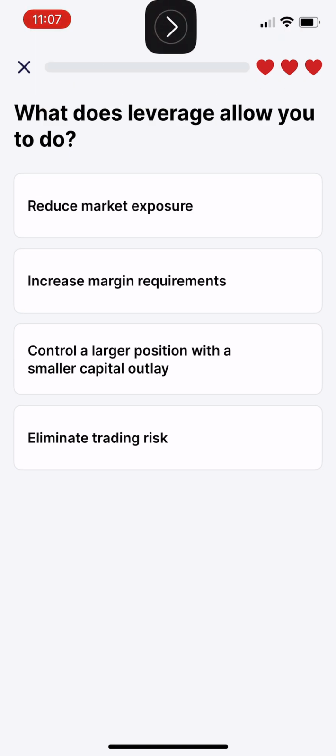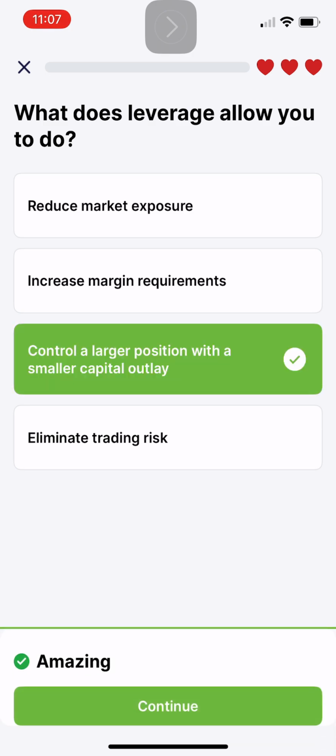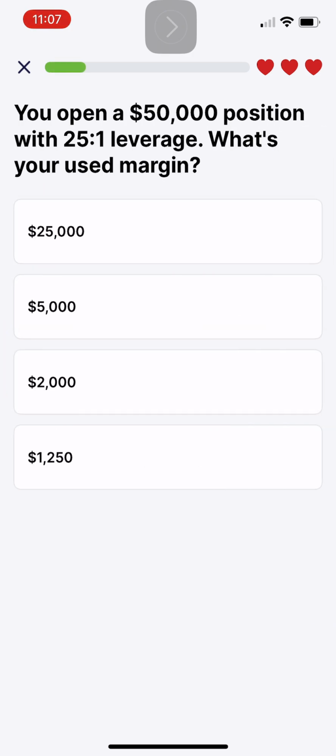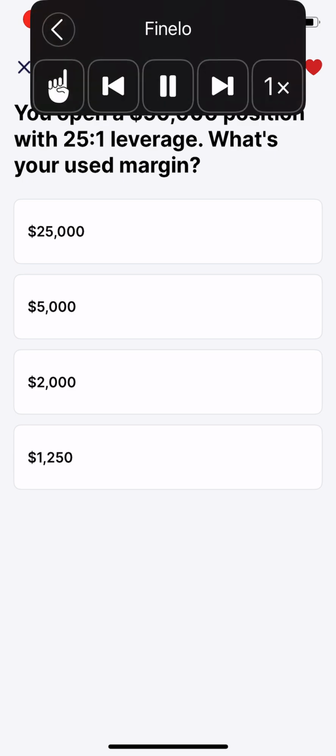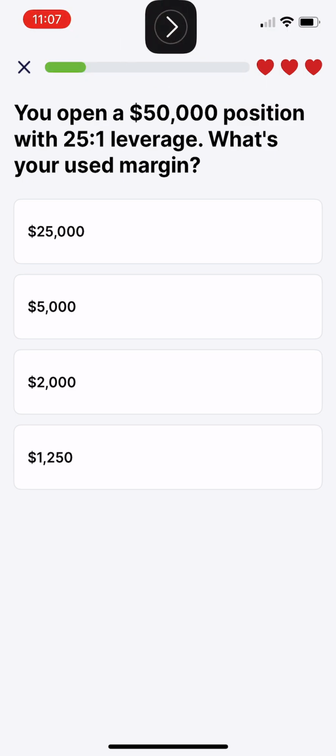What does leverage allow you to do? Reduce market exposure, increase margin requirements, control a larger position with a smaller capital outlay, eliminate trading risk. You open a $50,000 position with 25:1 leverage. What's your used margin? $25,000, $5,000, $2,000, $1,250.